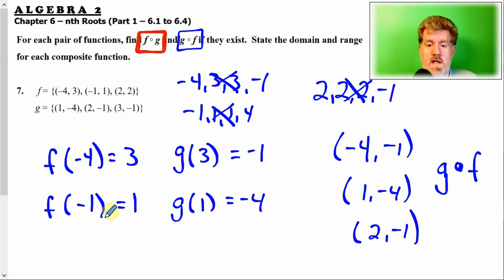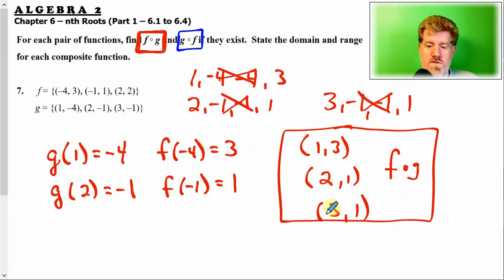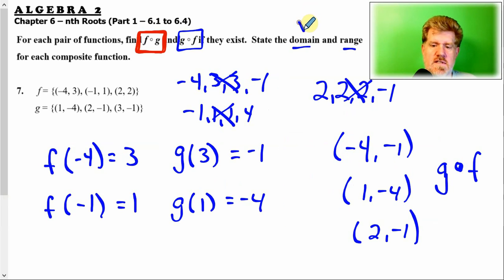All right. Now it says state the domain and range of the composite function. The domain is all the x values, -4, 1, and 2. And the range is -1 and -4. You have to say -1 a second time. So the domain are these, the range are these. Same back here, I skipped that one. The domain is 1, 2, 3. The range is 3, 1, and 1. So the range is 1 and 3. The domain is 1, 2, and 3. Remember, domain is x's, ranges are y's. That's all that it ever is.